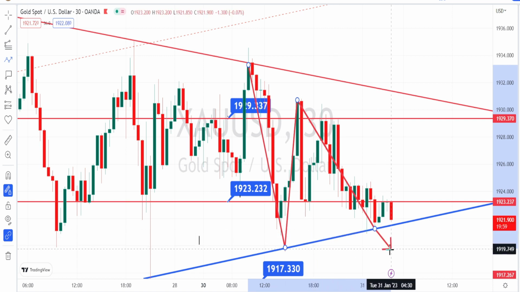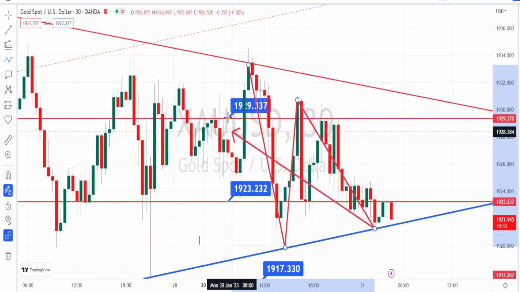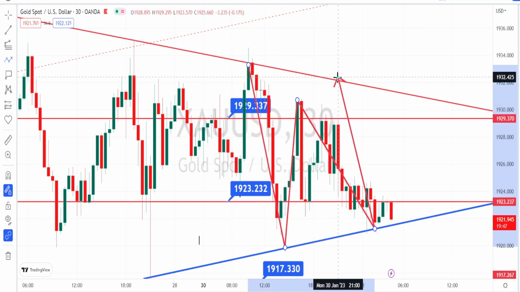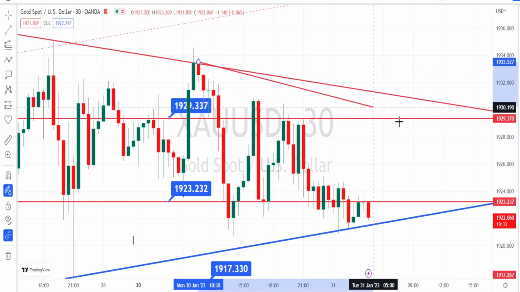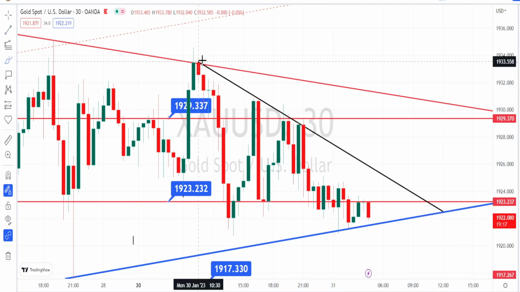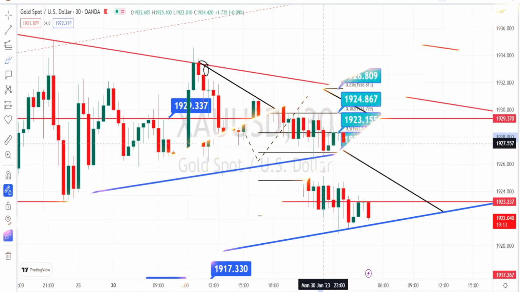Once this support level is broken, we can expect the previous bearish trend to continue, and also it will be giving the breakout from this consolidation from the hourly time frame. And for now the current trend of the price action in 30 minutes time frame is in a bearish trend, as long as it is trading below this trend line or the resistance line.